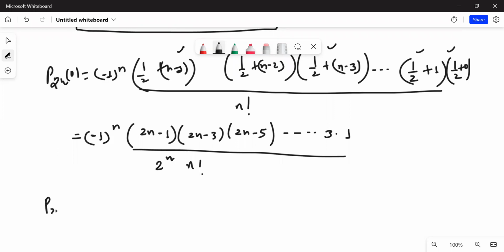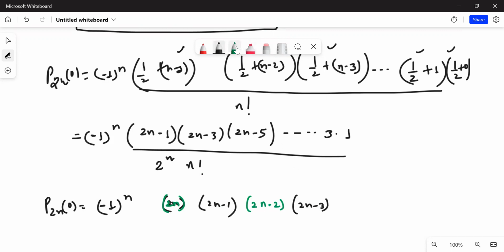What should I do now? I will have to look a bit. P2n 0. Last time we got stuck in this, maybe getting stuck again. Let's see. So what I will do, I'll fill the spaces. I'll multiply by 2n, put 2n minus 1. I'll write these terms in green. I'll write 2n minus 2. Then again I will fill the space by 2n minus 4.